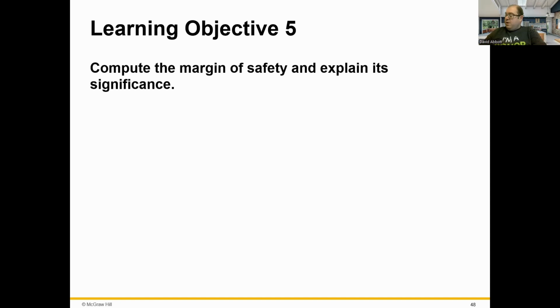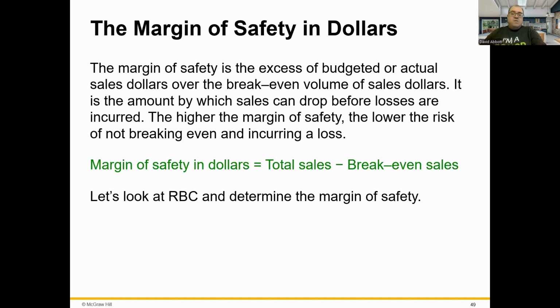So now we will compute the margin of safety and explain how that is helpful to us as a manager. The margin of safety in dollars is the excess of budgeted or actual sales over the break-even point. It is the amount by which sales can drop before losses are incurred. The higher the margin of safety, the lower the risk of not breaking even or incurring losses. And so again, the margin of safety in dollars is calculated by taking our total sales and subtracting our break-even sales. And that gives us the margin of safety.